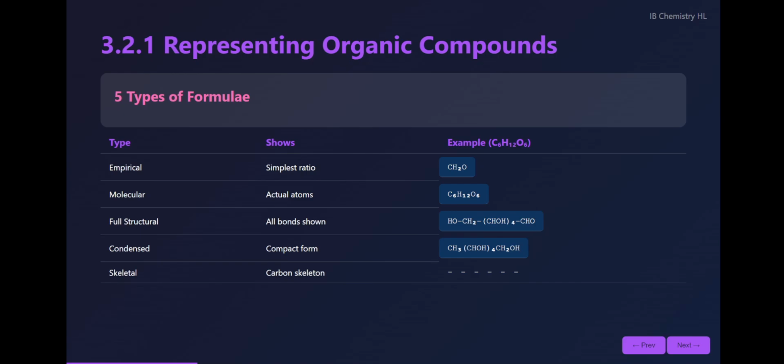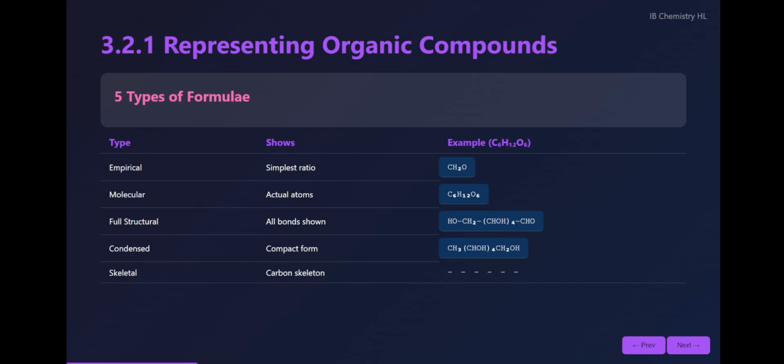The IB wants you to interconvert between 5 different types of formulas. Let us start with empirical formula. This is the simplest whole number ratio of atoms. Like if we have C6H12O6, we divide everything by 6 and get CH2O. Easy. Next, molecular formula. This is just the actual number of atoms. No simplifying. Then we have full structural formula showing every single atom and bond.